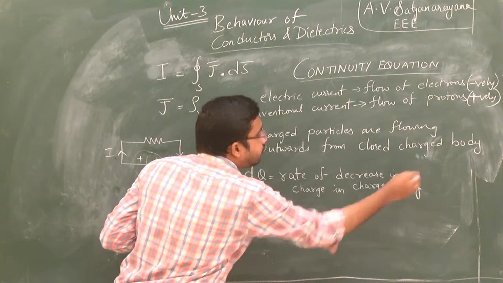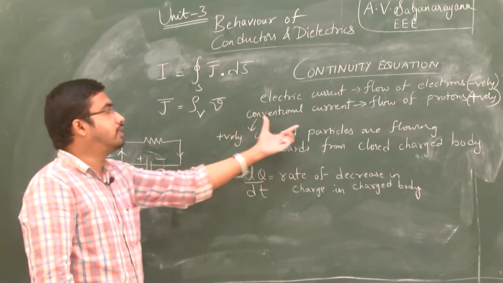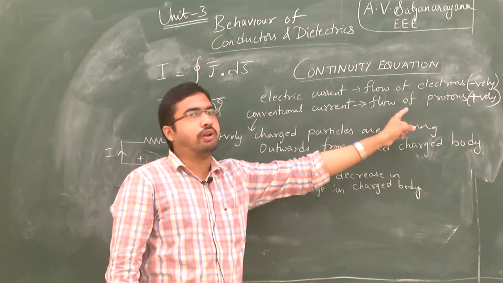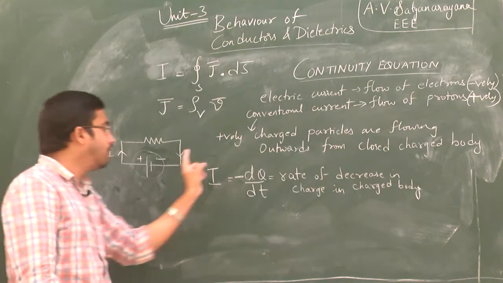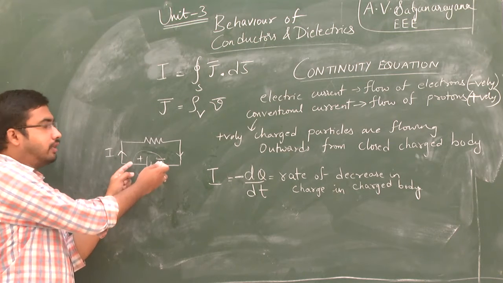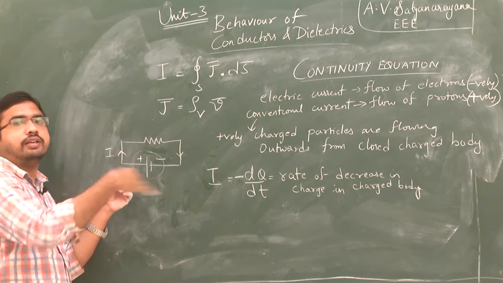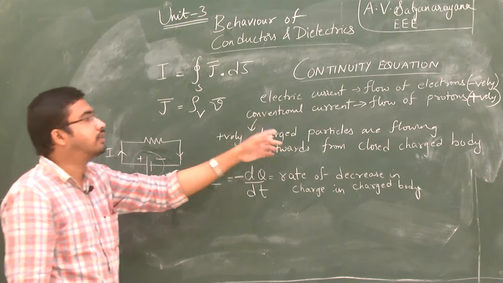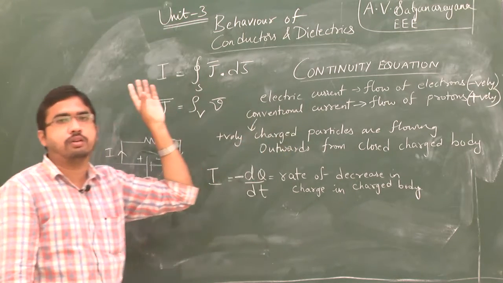So this we can express only if we consider conventional current only. Conventional current means flow of positively charged particles. If we consider the conventional current, you can observe that this charged body is giving away the positively charged particles out of it. That means charge is passing outwards from the closed body.